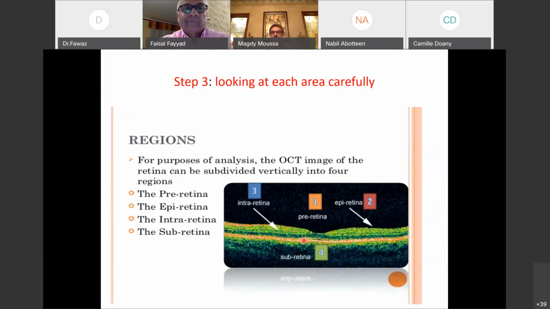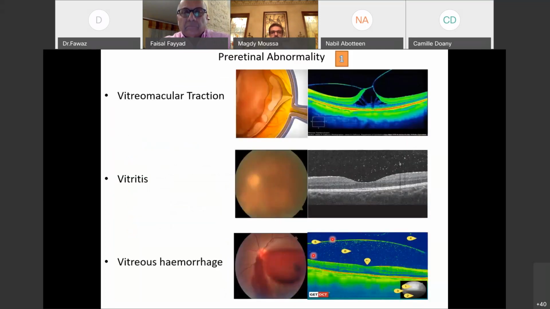Okay. So the third step in reading the OCT, we need to look at the four main areas. The first area is the pre-retinal area, which is area number 1. In this area, we need to look for vitreous abnormalities, because here it's just the vitreous. The second area is the epiretinal area, which is just on the surface of the macula. The third area is the intraretinal area. And the final is the subretinal area. So in the first area, the pre-retinal area, what common abnormalities can we find?